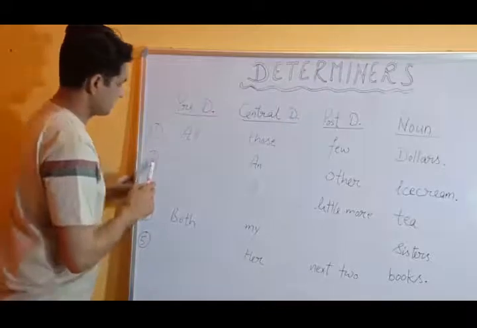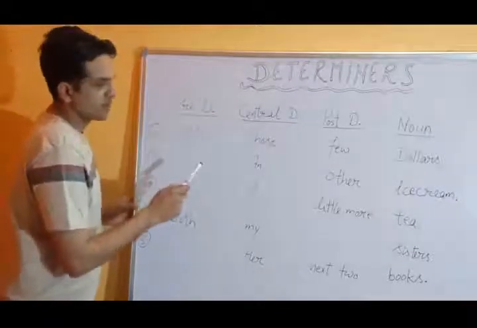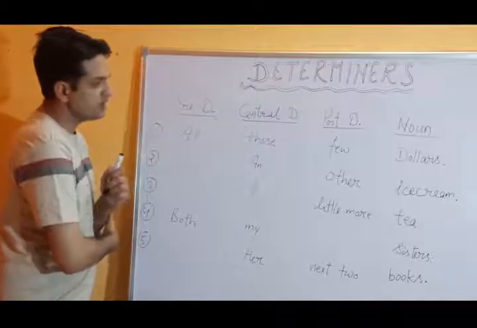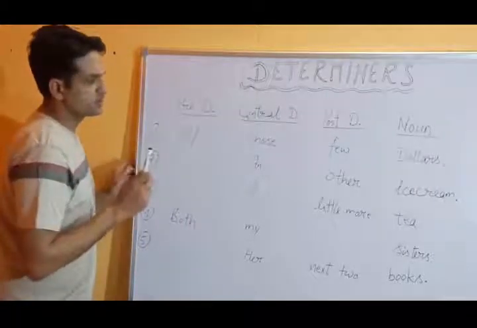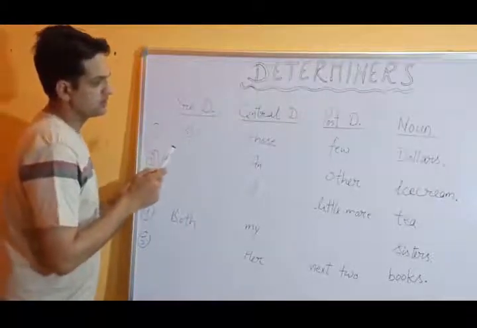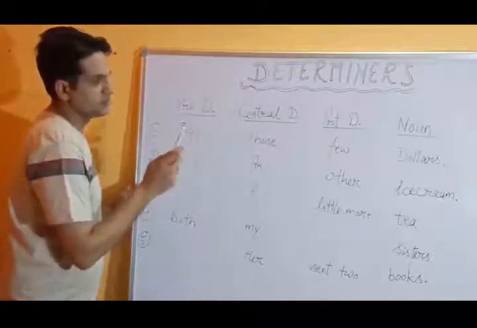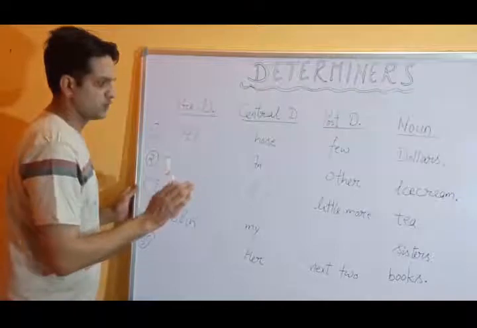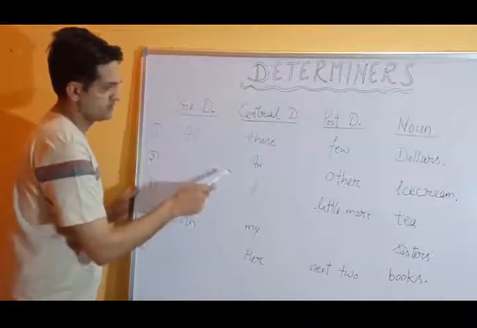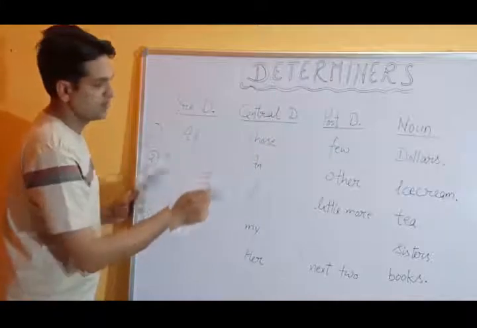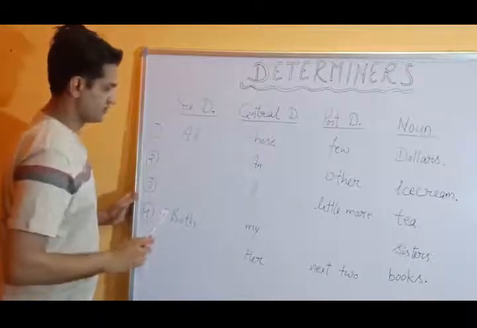Let us take the second example. Another ice cream. Here we have only two determiners. One is a central determiner, an article. Second is the post determiner, other. So the position will be first central determiner, then post determiner, then the noun: an other ice cream.